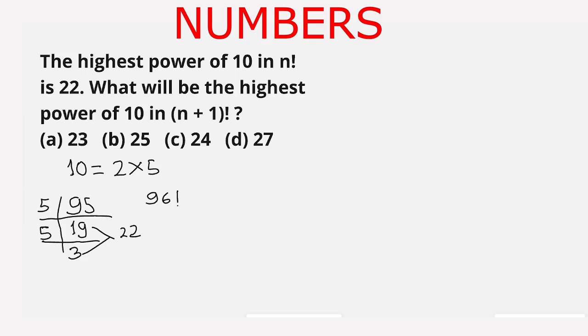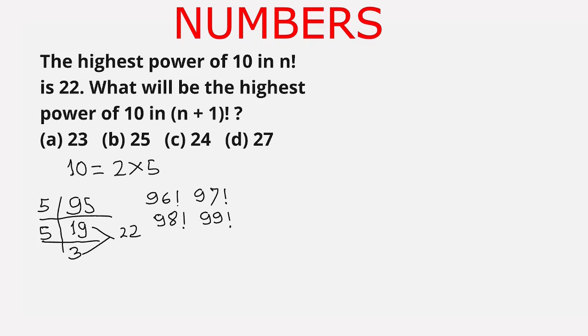It will also be in 97 factorial, it will be in 98 factorial. It will also be in 99 factorial. As 5 divides 95 to 99 for 19 times, and again 5 divides 19 for 3 times, and the sum will be 22. So whatever may be the value of n factorial from 95 factorial to 99 factorial, the power of 5 will be 22 in n plus 1 factorial as well.